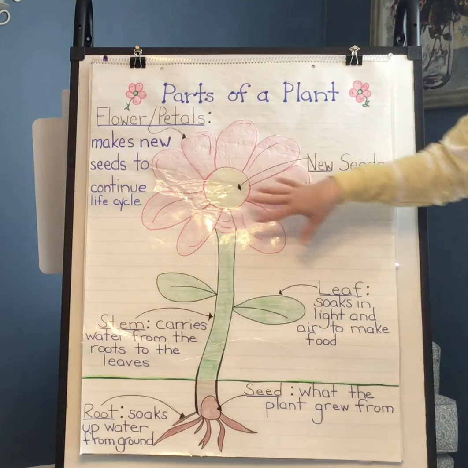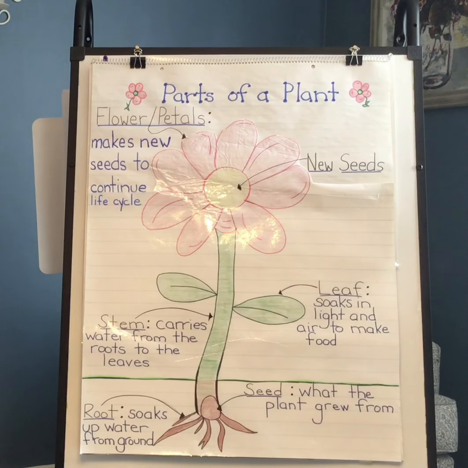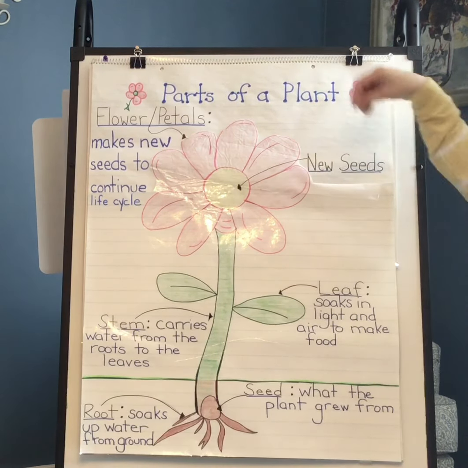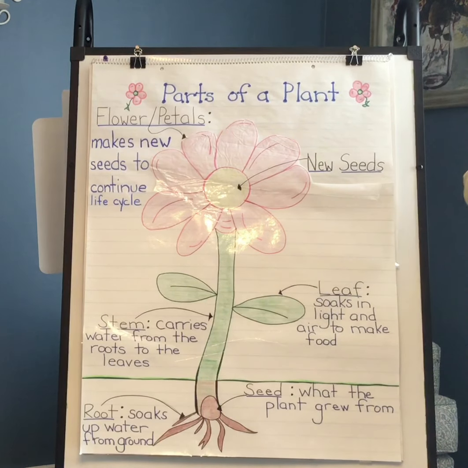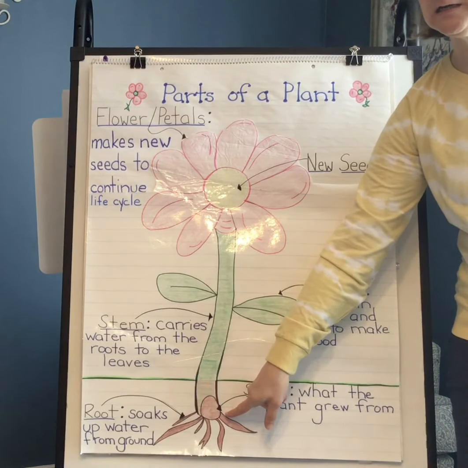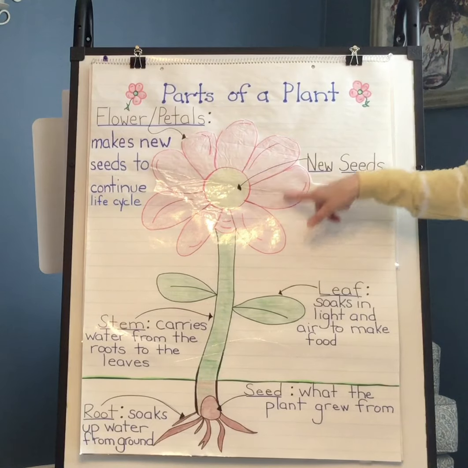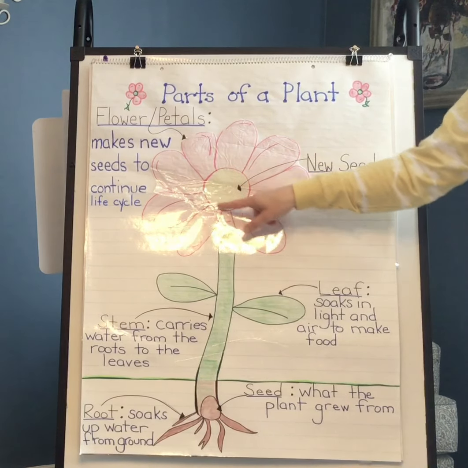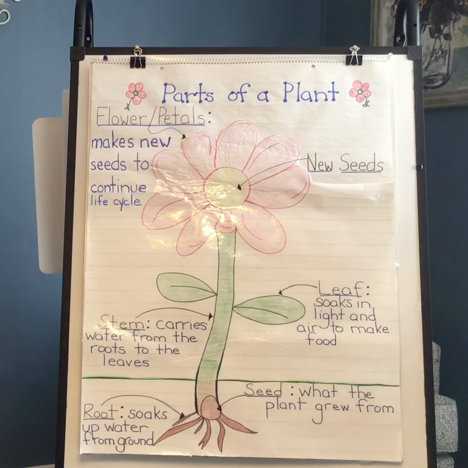That brings us up to the top part, the part that we usually see and that we usually focus on when it comes to looking at a plant, and that is the actual flower or the petals that grow from the stem. And what the flower and the petals do is make new seeds to continue this life cycle of a plant. And again, over the next couple days, we'll talk more about what the exact life cycle of a plant is. But we know right away that it starts with a seed, and the flower and the petal's job is to keep making new seeds so that that life cycle will continue.